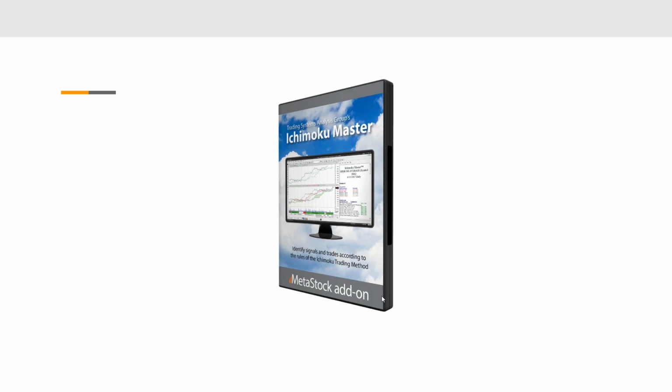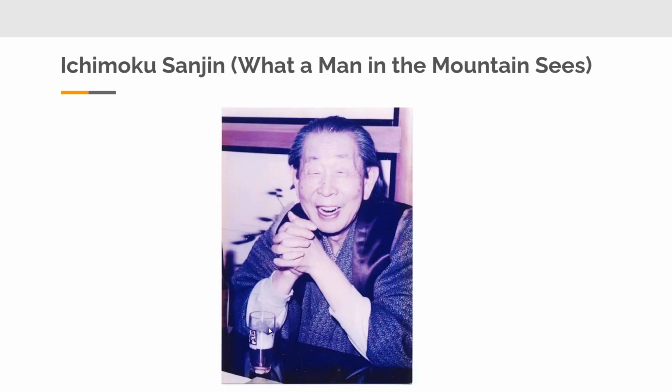This is a methodology that we went out and purchased, and we include it in every copy of MetaStock. And I just think it's really cool. It's a very popular methodology, and it was developed by this gentleman, Goichi Hasada. He also went by Ichimoku Sanjin. Ichimoku was a pen name for him. He was a journalist, and Ichimoku Sanjin can be roughly translated to what a man in the mountains sees.